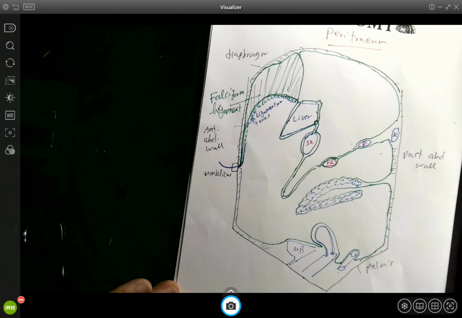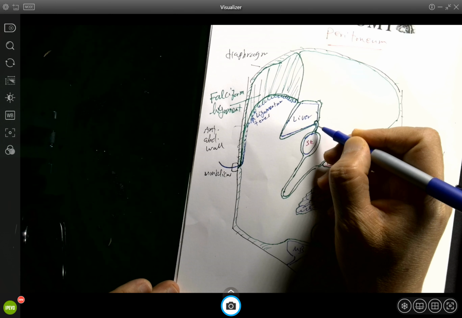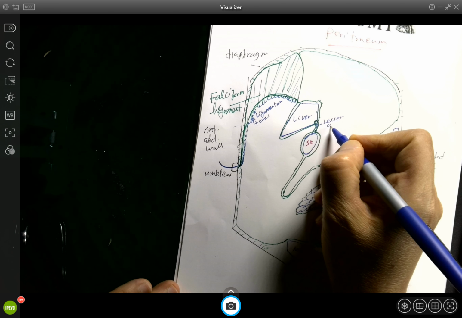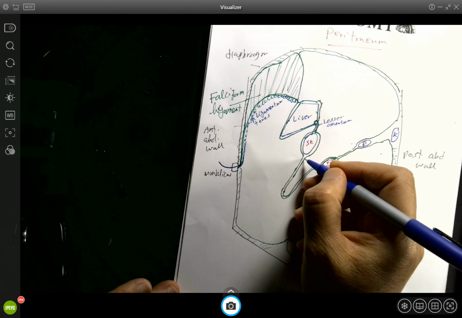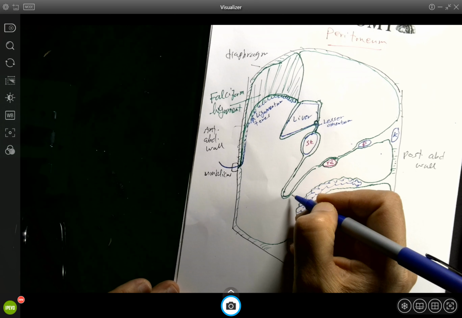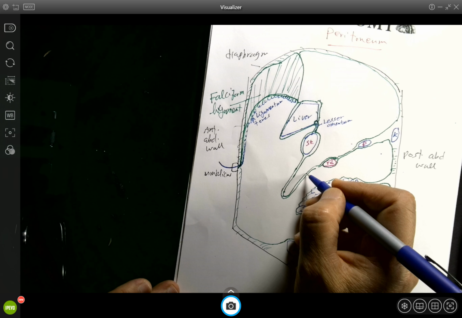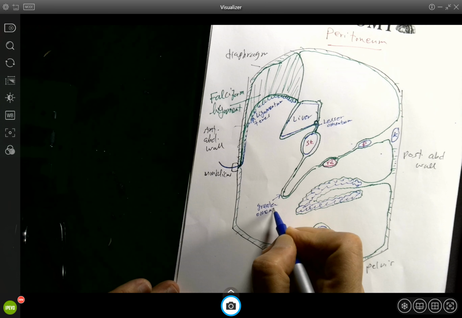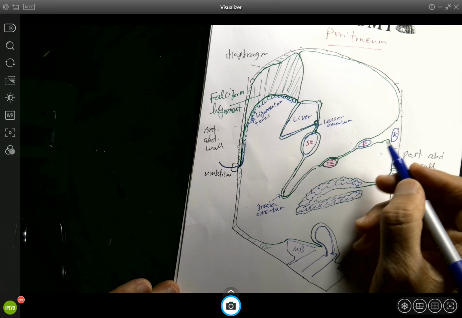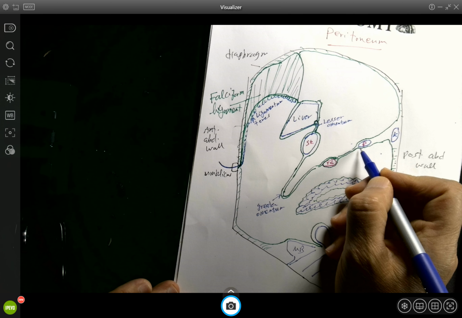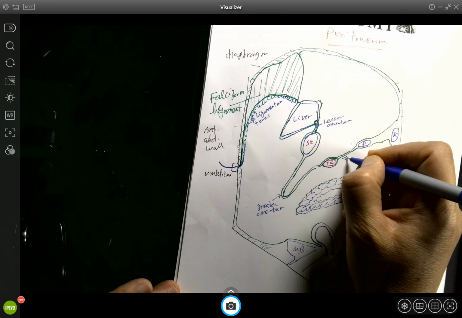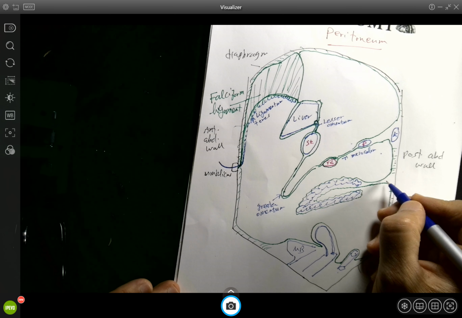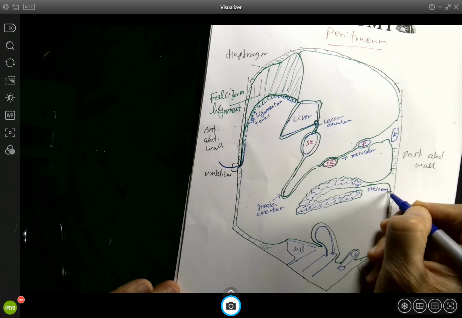This fold between the liver and the stomach is called the lesser omentum. This fold, which descends, has two walls. Each wall is two layers, the anterior wall and the posterior wall, and it is called the greater omentum. This one between the transverse colon and the pancreas is called the transverse mesocolon. This one for the small intestine is called the mesentery. Okay?